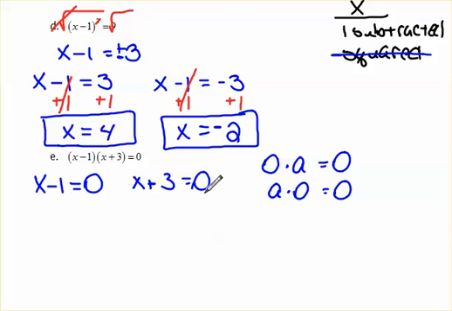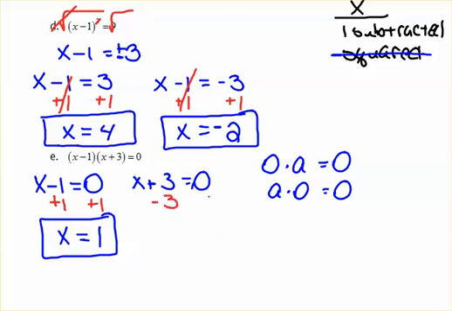So we are going to solve both of these separate equations by getting rid of the 1. We're going to get the x alone. So the opposite of minus 1 would be plus 1. So now I'm going to have x equals 0 plus 1 is 1. So there's one of our answers. And on the other side, we have x plus 3. So the opposite of plus 3 would be minus 3, which leaves us with x equals 0 minus 3 would be negative 3.